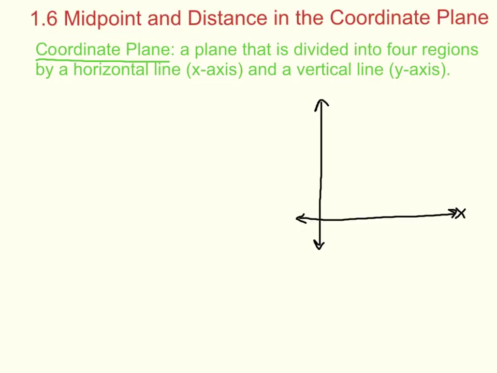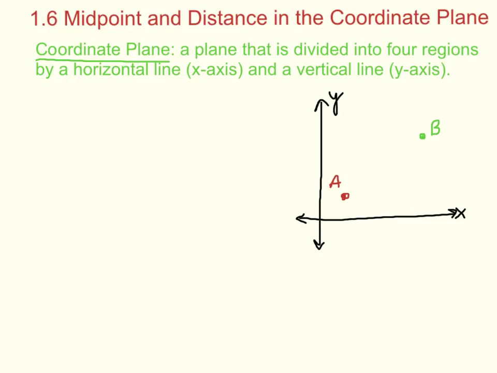I'm going to label my x and my y. Always make sure when you graph, you label the x-axis and the y-axis, as well as making sure your axes have lines or arrows at the end. So now what I'm going to do is graph two separate points. And I'm just going to make two random points, A and B.